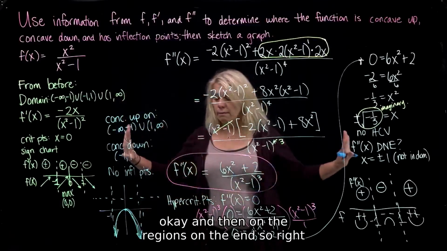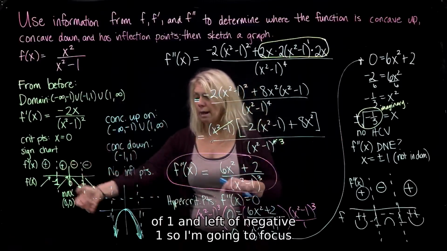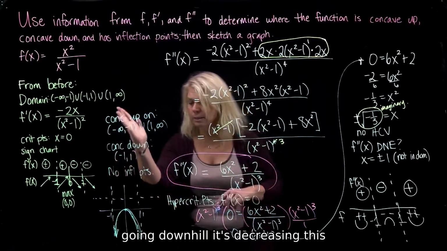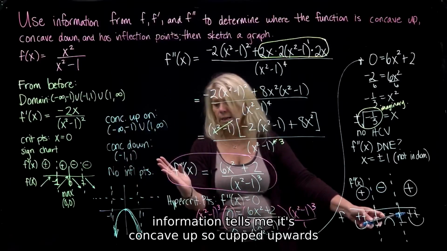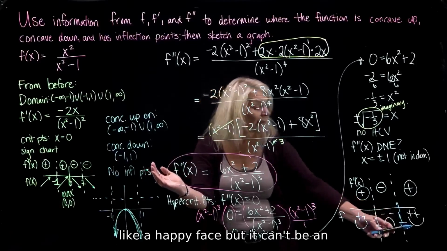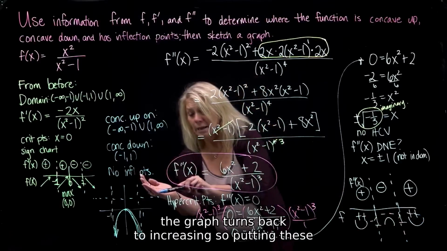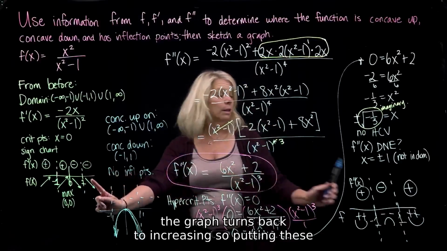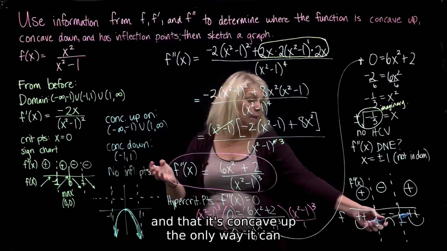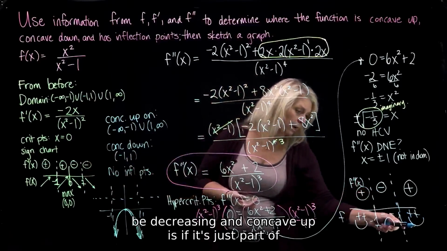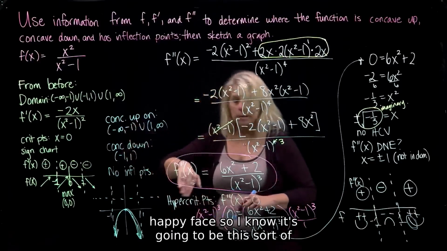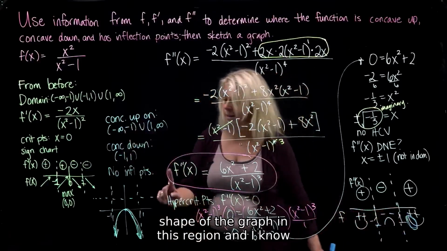Okay, and then on the regions on the ends, so right of 1 and left of negative 1. So I'm going to focus on this region that is right of 1. I know that the function is going downhill. It's decreasing. This information tells me it's concave up, so cupped upwards like a happy face. But it can't be an entire happy face, because that would mean that the graph turns back to increasing. So putting these two pieces of information together, knowing that it's always decreasing in that region and that it's concave up, the only way it can be decreasing and concave up is if it's just part of that happy face, sort of the one side of the happy face. So I know it's going to be this sort of shape of the graph in this region.